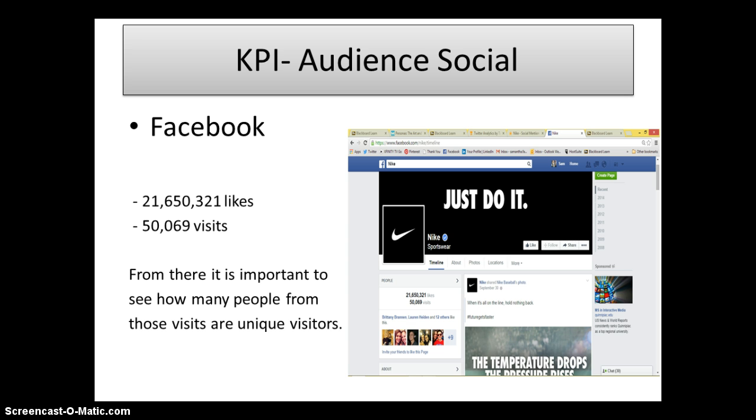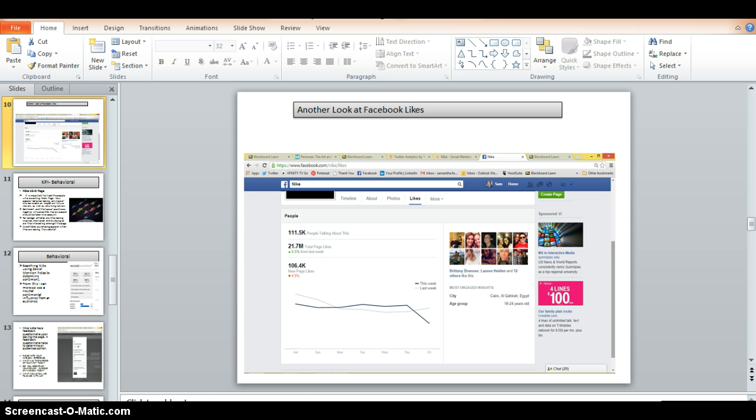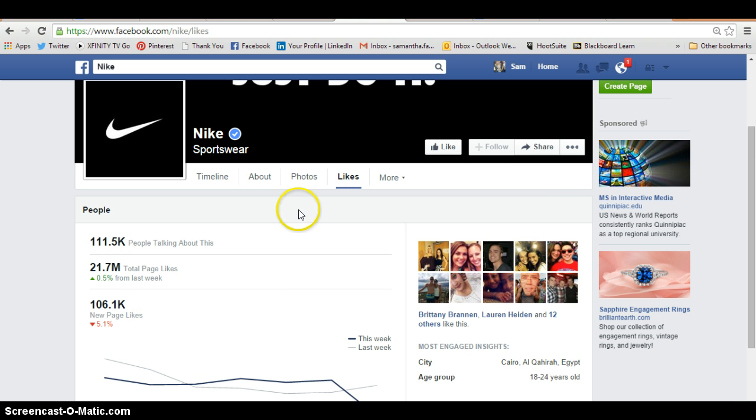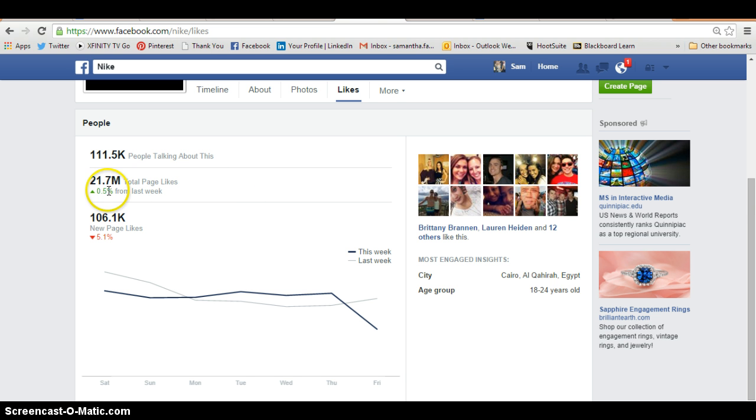As for audience and social, let's take a look at Facebook, and this is Nike's page on Facebook. As you can see over here, it's the amount of likes and visits, and something that's important from there, I think, is to see how many people from those visits are unique visitors. Here's just another look at Facebook and their likes. The people talking about it, the total page likes was 21.7, and as you can see in the last week, I do see a bit of a decline.